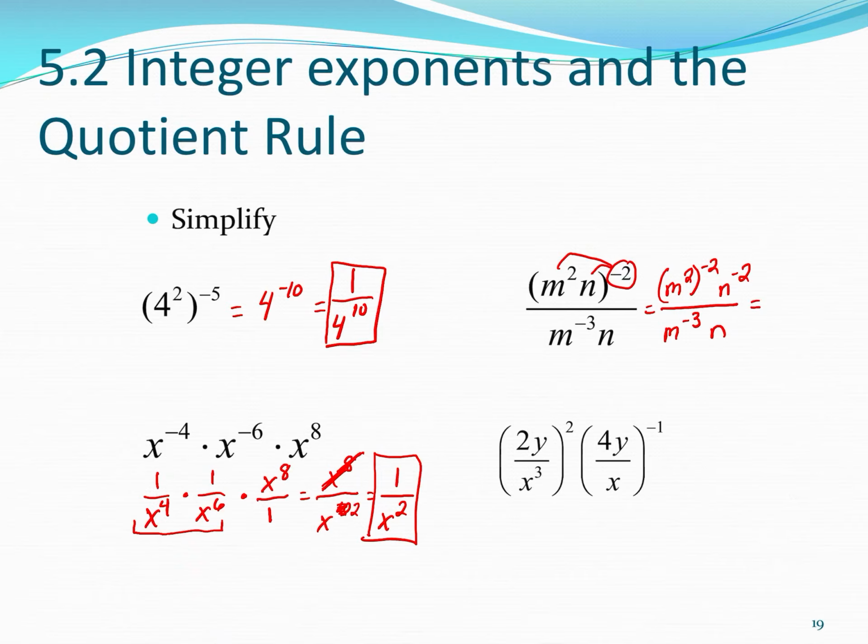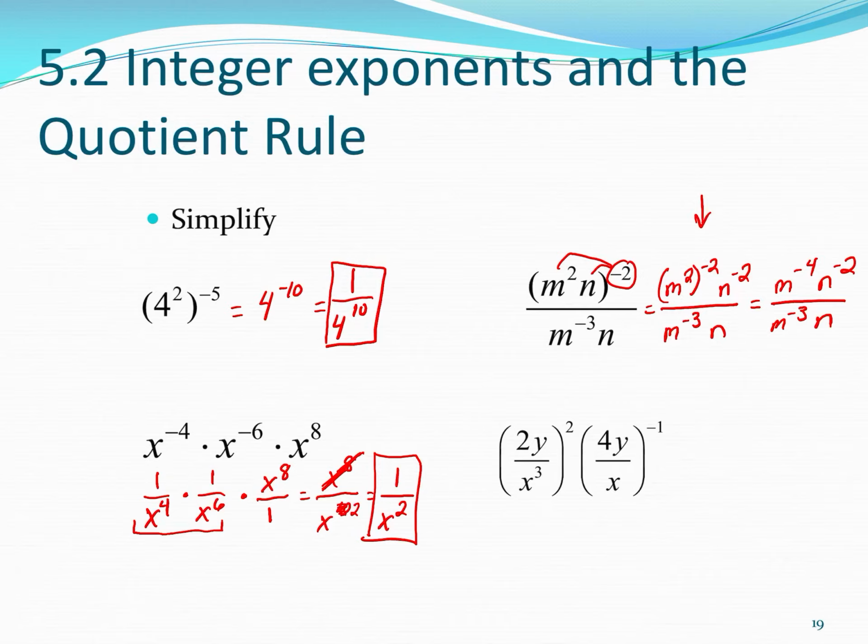N is going to get the negative second power. And on the bottom, we're going to leave that m to the negative third and the n. Now, we still have a set of parentheses. This 2 to the negative second, this m squared to the negative second, that's a power to a power. And so we're going to multiply those, and we're going to get m to the negative fourth, n to the negative second. And then on the bottom, we're going to keep the m to the negative third for just a minute, and the n. So now we've gotten rid of the parentheses.